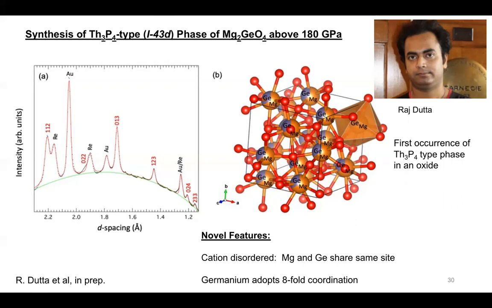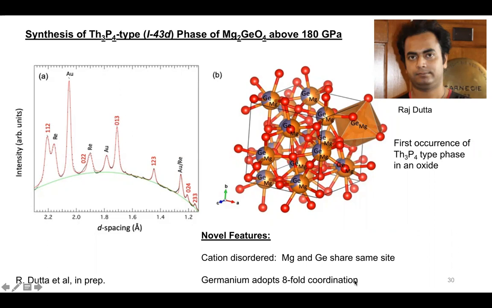about this particular phase. It's interesting for a number of reasons. First of all, it's the first occurrence, as far as we are aware, of this thorium phosphide phase in any kind of oxide or germanate or anything like that. It's common in rare earth sesquioxides, but it's never been observed before in this type of group. It's also cation disordered. So magnesium and germanium actually share the same site, despite their very different properties, different charge and size. And finally, germanium adopts eightfold coordination. So as far as we are aware, it's the first synthesis of an 8-coordinated germanate.